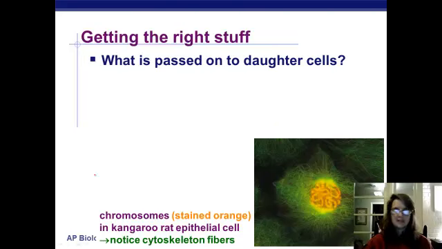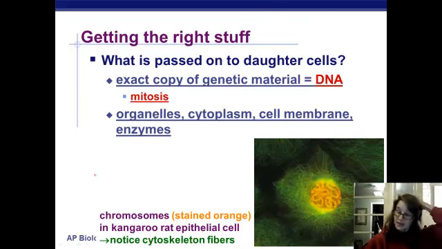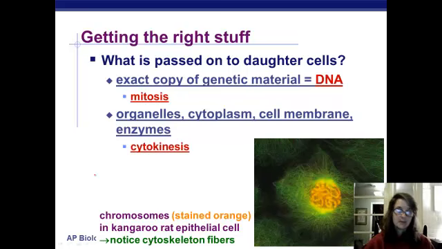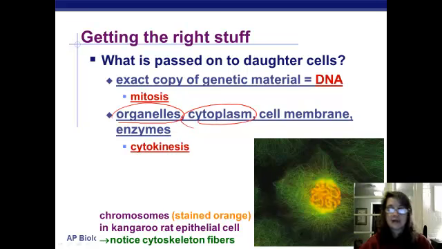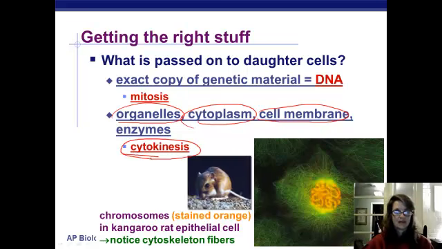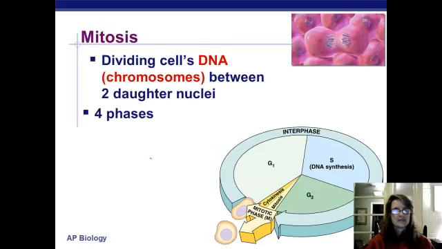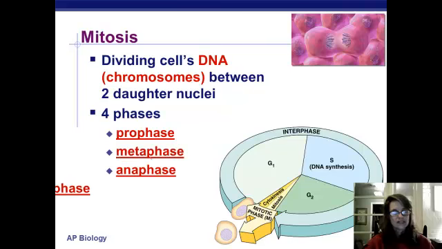So, what do we need to get to daughter cells? We need to get exact copies of genetic material, okay, which we will do by dividing that nucleus and the chromosomes exactly, but we also need to get some organelles to each of the daughters, some cytoplasm to each of the daughters, some cell membrane to each of the daughters, and so on, and cytokinesis is going to take care of all that for us, okay? So, mitosis. Please remember we're talking four phases primarily: prophase, metaphase, anaphase, telophase, PMAT.